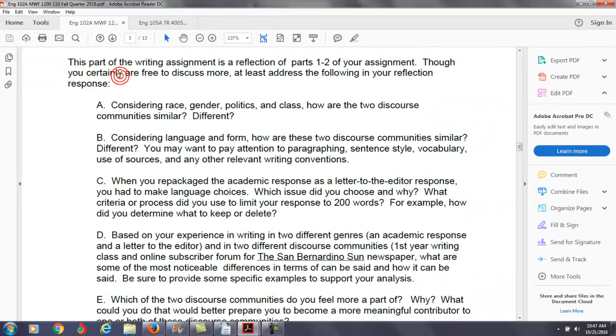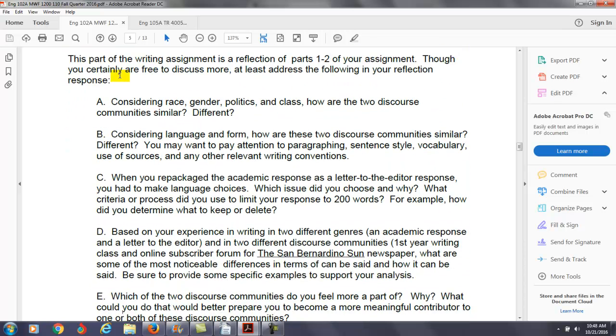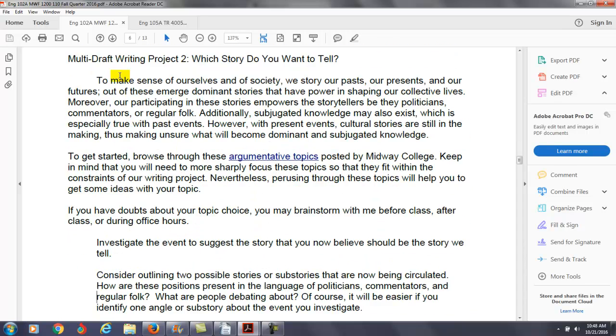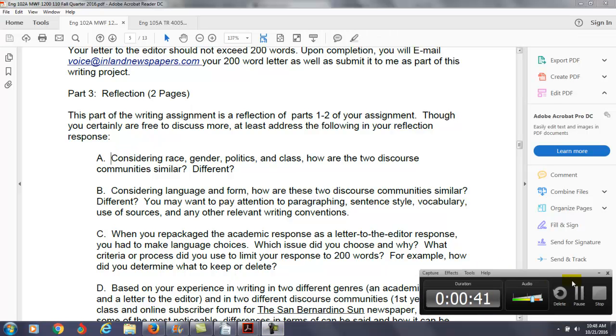Alright, so let's take a look here. We know that this is a two-page assignment, the reflection part, or part 3 of the assignment. So we know that. And what I'm going to do now is give you a basic idea of how you might approach each of these parts. So let's say part A. You're saying, considering race, gender, politics, and class, how are the two discourse communities similar or different? Remember that we are referring to the newspaper community of the SB Sun and then our first year composition classroom. So we want to make comparisons in those areas. Let me show you what I'm talking about.